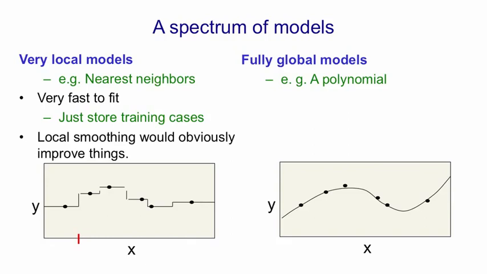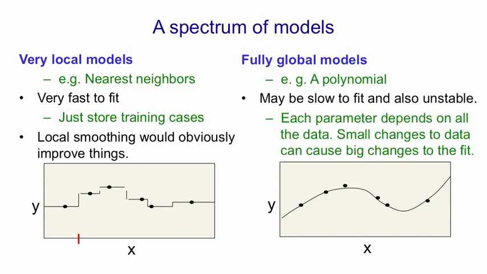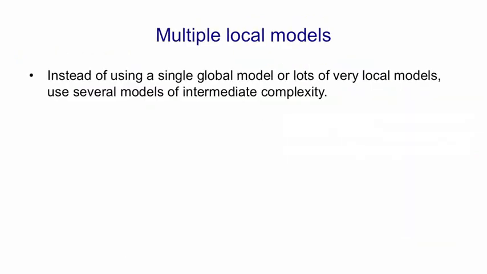At the other extreme, we have fully global models, like fitting one polynomial to all the data. They're much harder to fit to data, and they may also be unstable. That is, small changes in the data may cause big changes in the model you fit. That's because each parameter depends on all the data. In between these two ends of the spectrum, we have multiple local models that are of intermediate complexity.